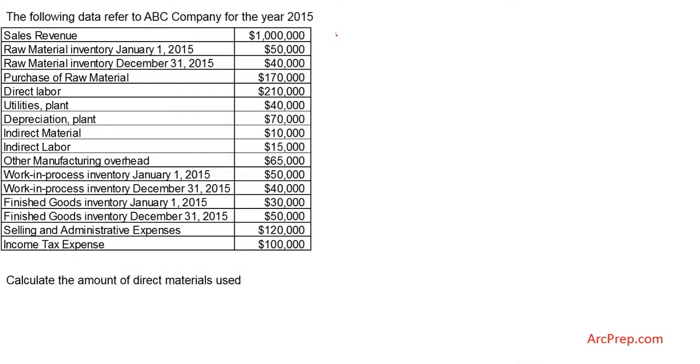Hi everybody. In this example we are going to pretty much cover everything we covered so far, starting with direct material used, how it flows along with direct labor and manufacturing overhead to work in process inventory, calculate total manufacturing cost, calculate cost of goods manufactured, and finally calculate cost of goods sold.